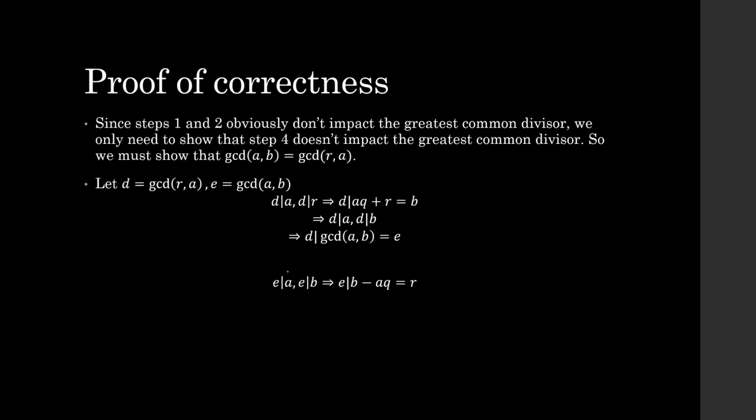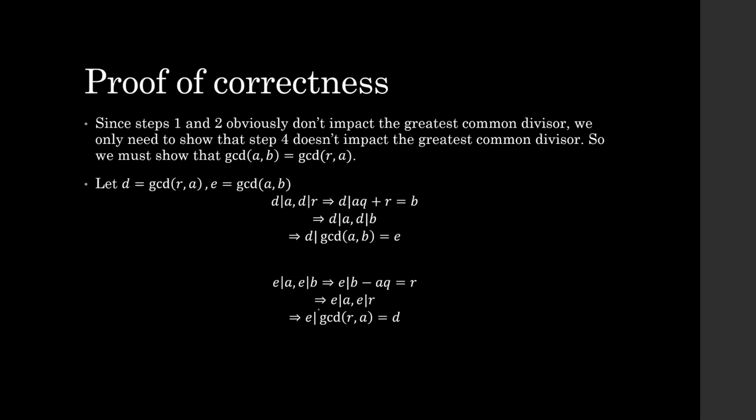We can do the exact same thing to show that e divides d, by simply noting that e divides a, e divides b, so e divides b minus aq. So the same kind of logic as here, but we're just changing things around, and that's equal to r. So e divides a and e divides r, and so e divides the GCD of r and a, which is d.